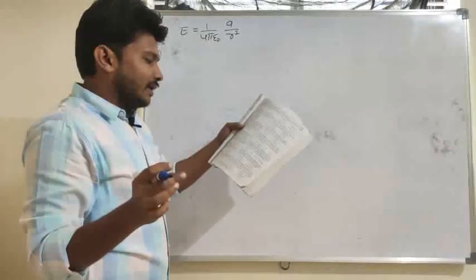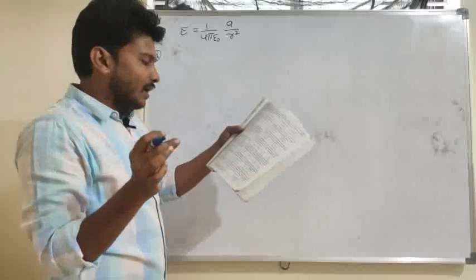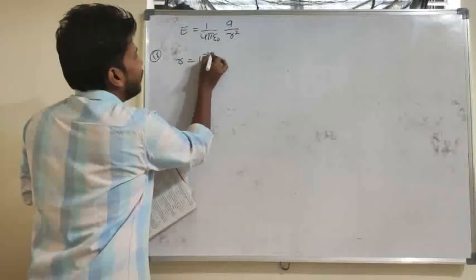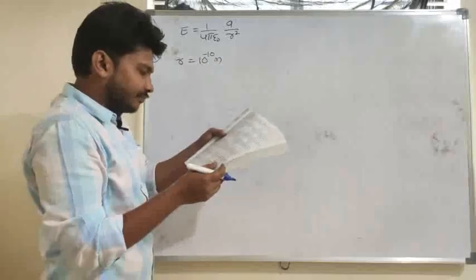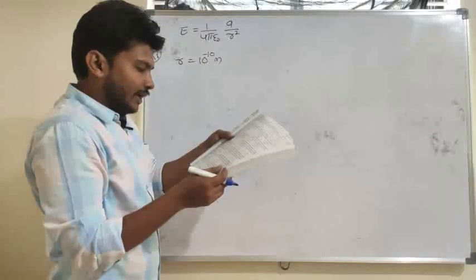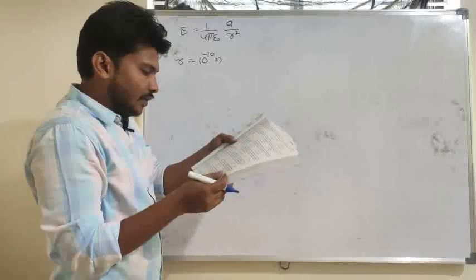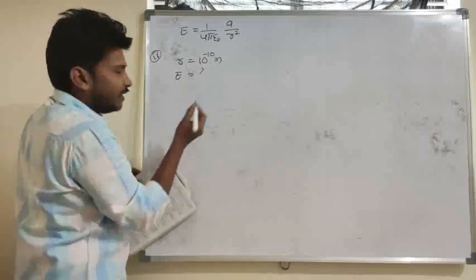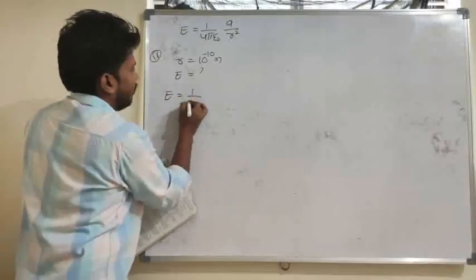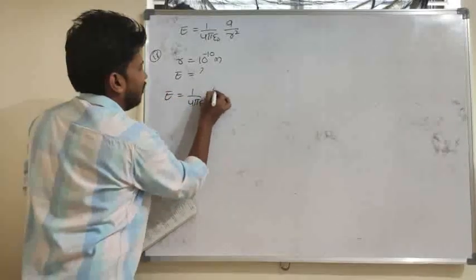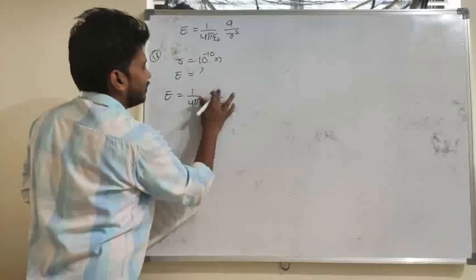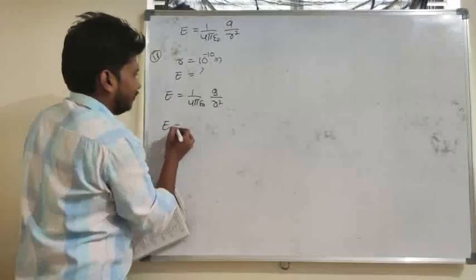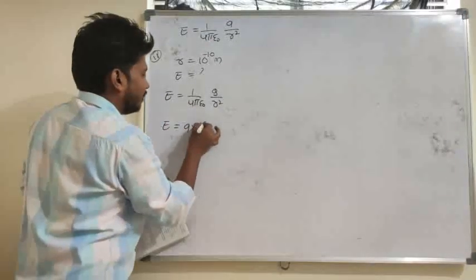Deuteron and alpha particles are put 1 angstrom apart in air. 1 angstrom means, what is the distance here? 10 to the power of minus 10 meter. The magnitude of electric intensity due to a deuteron at the alpha particle is, which thing do I need to calculate here? Electric field: 1 by 4 pi epsilon naught q divided by r square. What is the value of 1 by 4 pi epsilon naught? 9 into 10 to the power of 9.